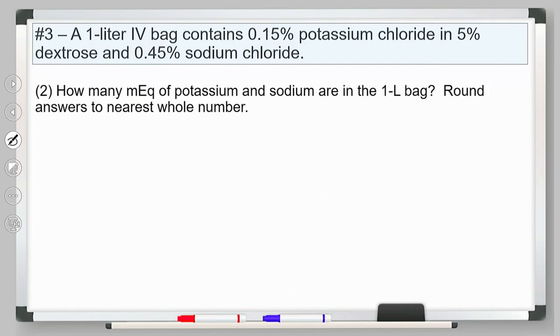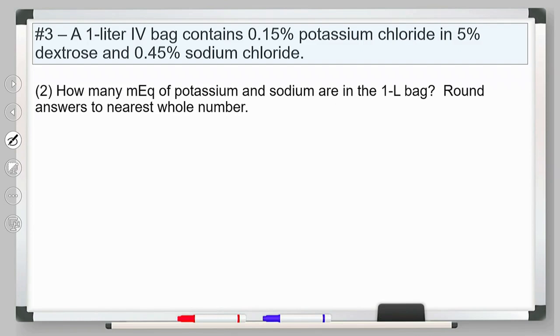So what does the next question want? Well, for the electrolytes, and the only 2 electrolytes, dextrose is not an electrolyte. That means there's only potassium chloride, which will split into potassium and chloride, and sodium chloride that splits into sodium and chloride. So of those 2, calculate the milliequivalents. How many milliequivalents of potassium and sodium are in this bag?